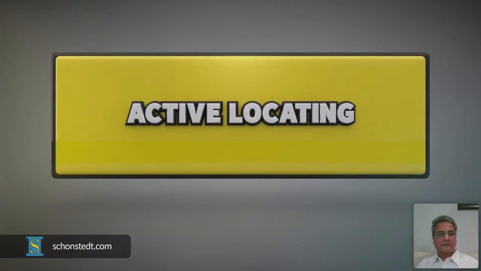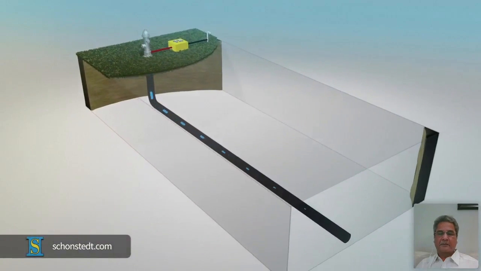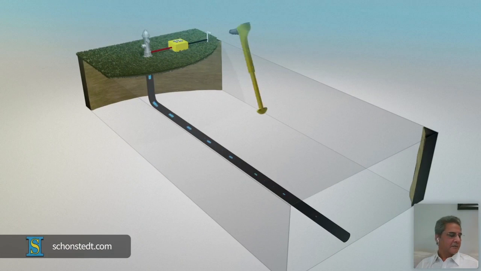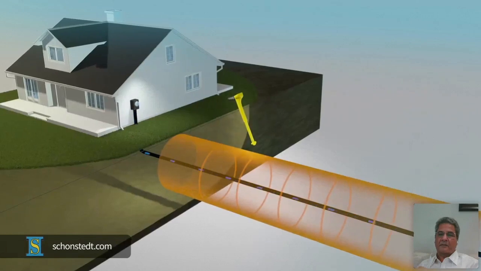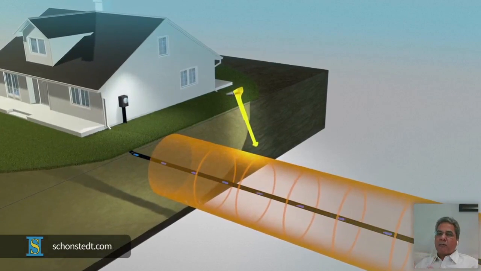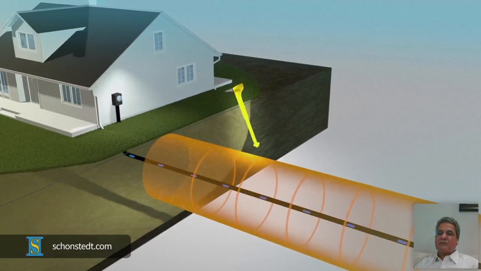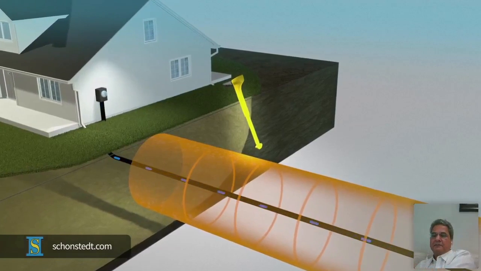The first method is known as active locating, because a transmitter is used to impose the circulation of an electric current on the pipe or cable, and a receiver is used to detect the field created by the current. The second method is known as passive locating, because the receiver detects a field created by the current that's already circulating on the cable. No transmitter is required.